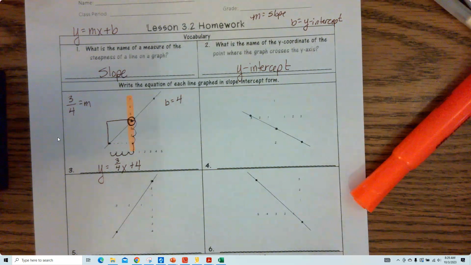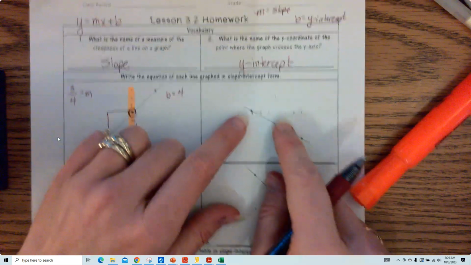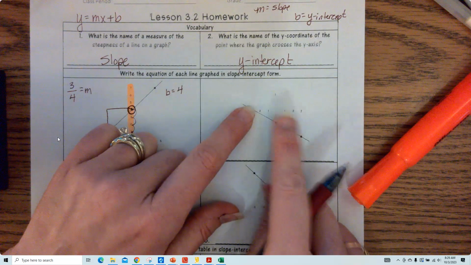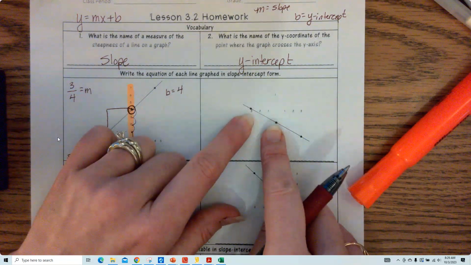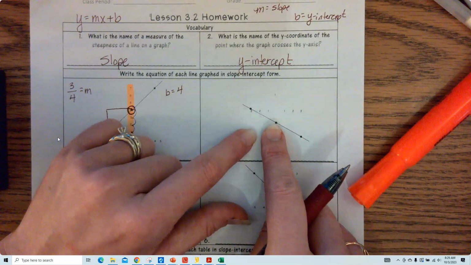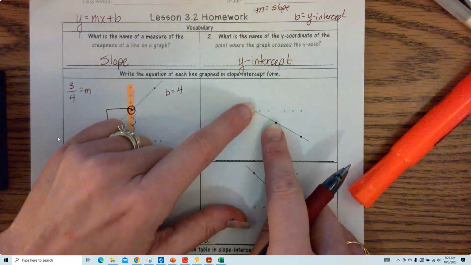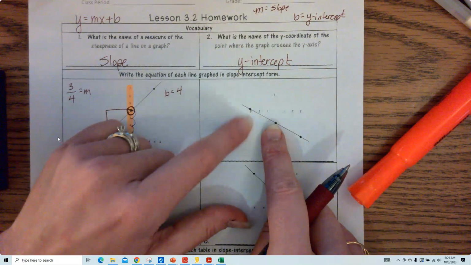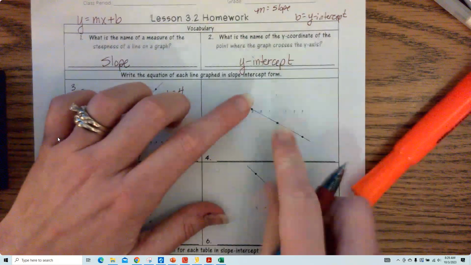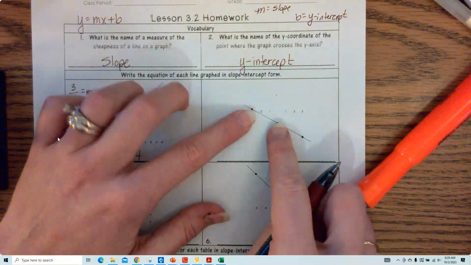Just adding a piece to what we did yesterday. All right, number 4. From here to here, do I need to go up or down? Down. I need to go up, down. So remember, left to right, always from left to right.